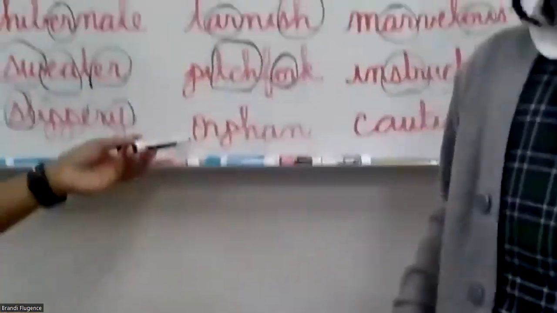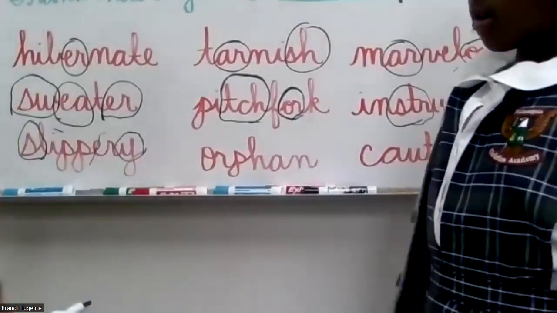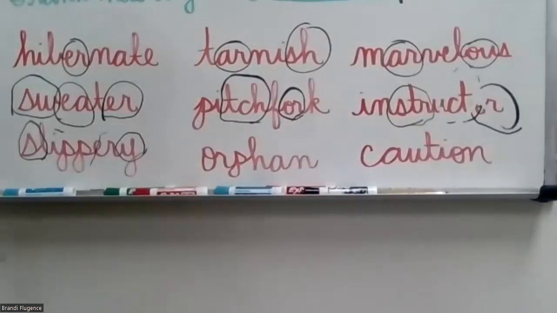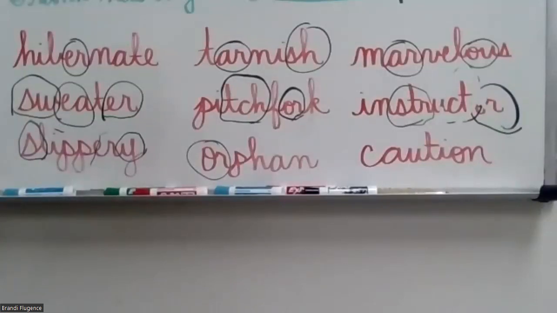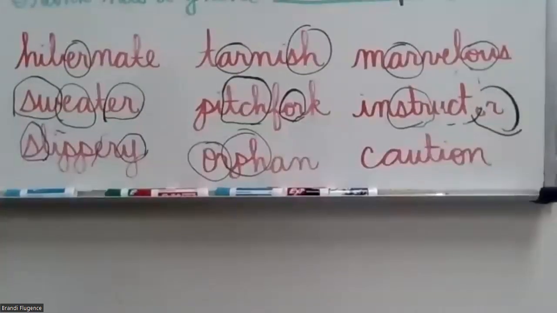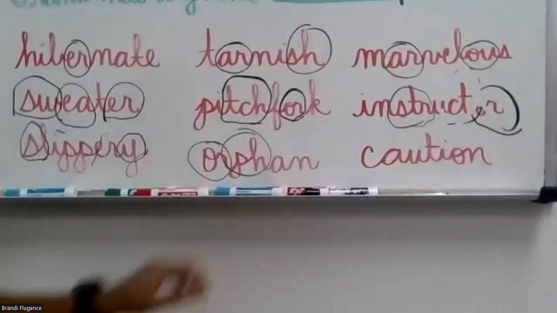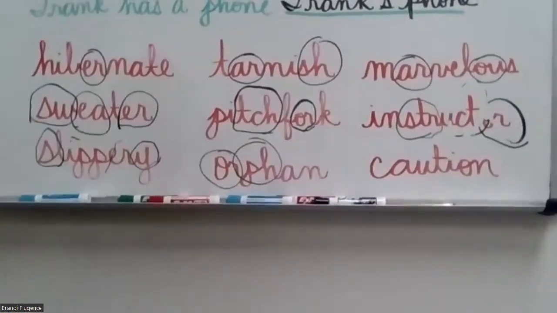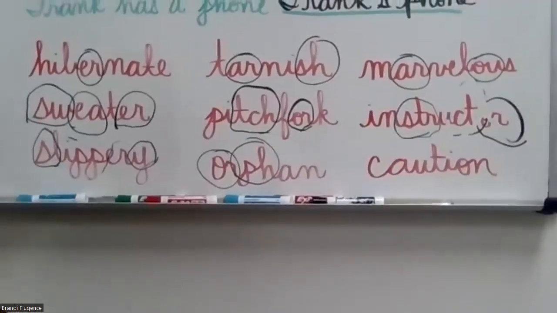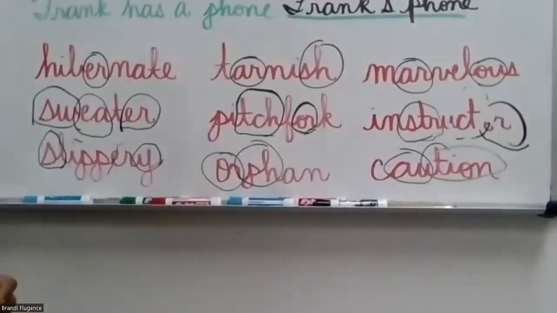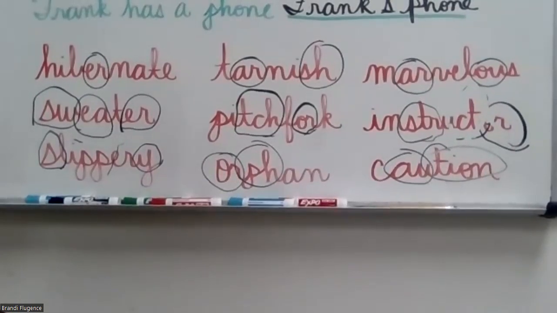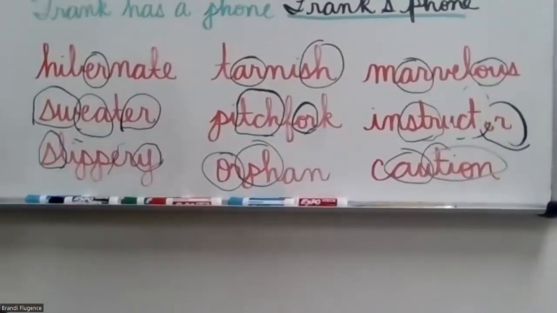Okay. A-N. No. Look again. O-R. O-R. P, PH. Okay, what's the word? Orphan. All right, and last one, Faith. AU. AU and T-I-O, T-I-O and shun. What's the word? AU says aw. Caution. Good.